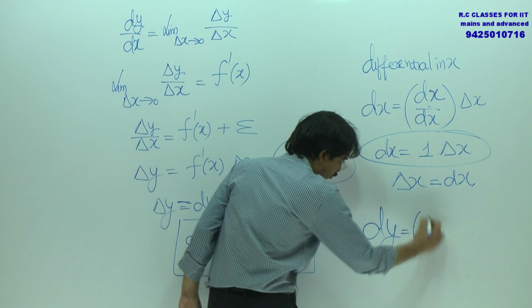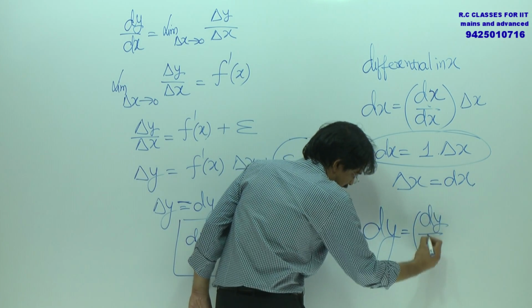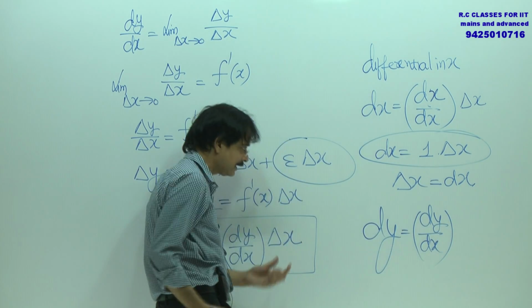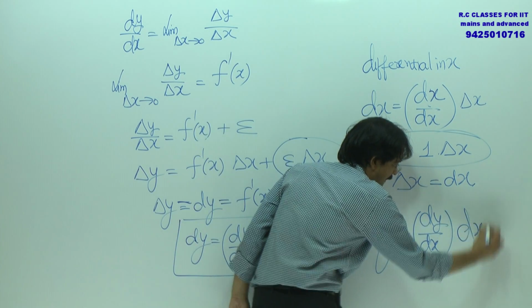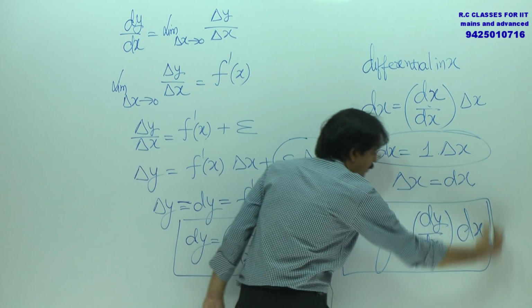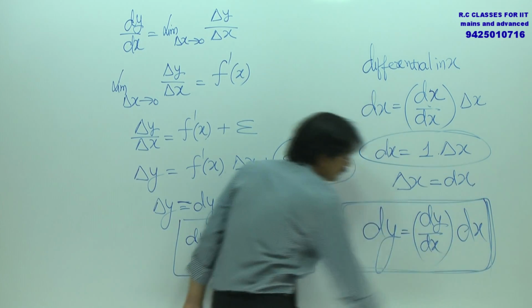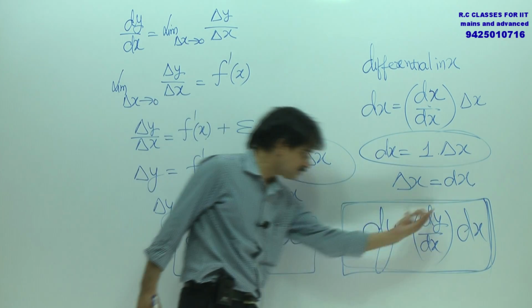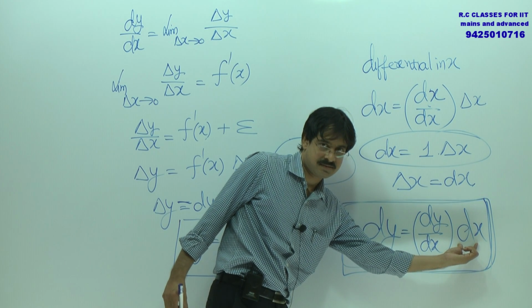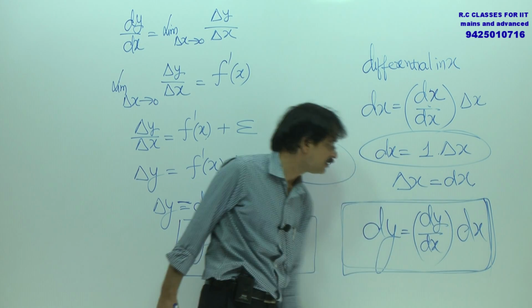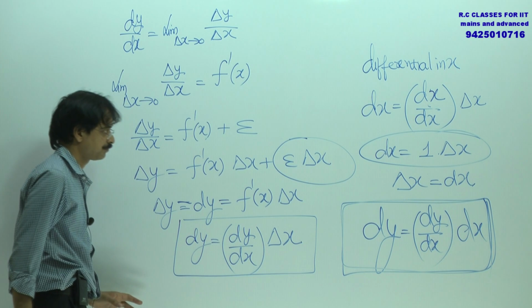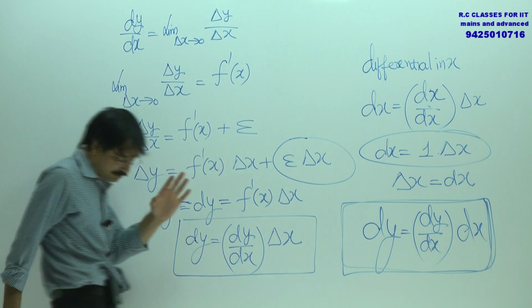And finally we can write there dy is equal to dy by dx, and the delta x is nothing but dx. That we will be using in the problems, that dy is equal to dy by dx into dx, right? So that's the approach there. And do remember about the changes there.